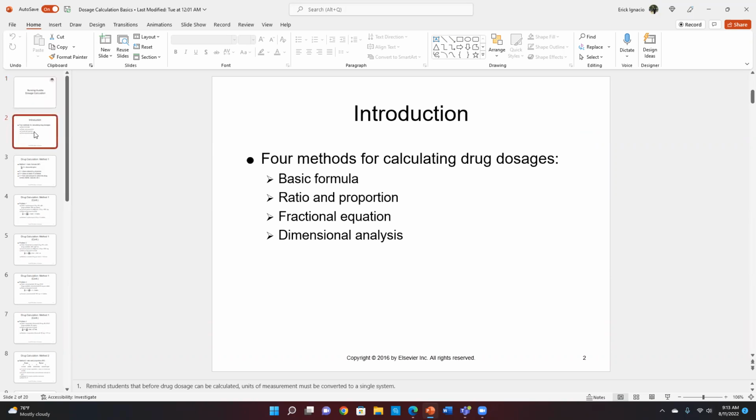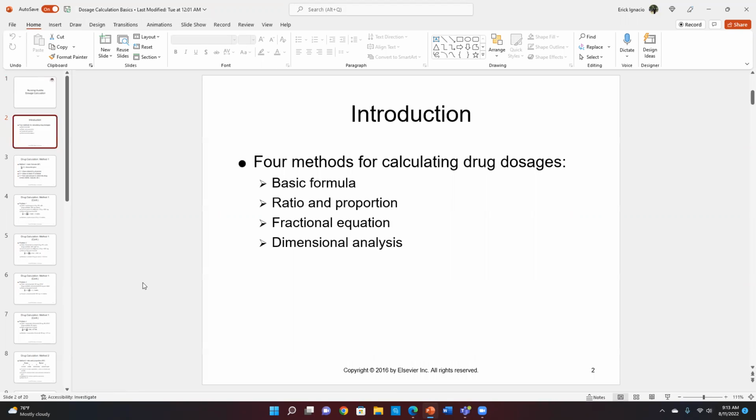So there are going to be 4 basic methods for calculating drug dosages: basic formula, ratio and proportion, fractional equation, dimensional analysis. The basic formula is probably what most students will use. Ratio and proportion is my favorite. Fractional equation, I haven't really seen it used that much, but we'll mention it briefly. And there are some students that are diehard dimensional analysis fans, and that's totally fine.